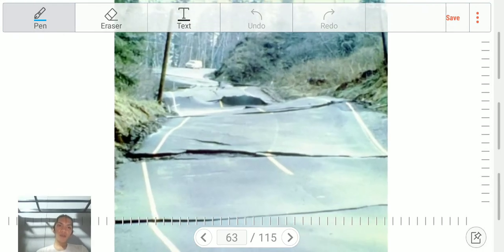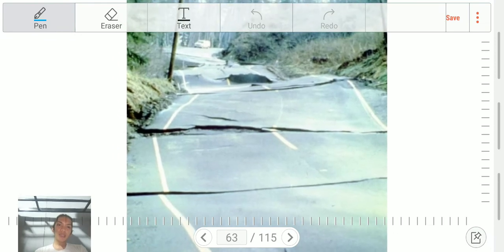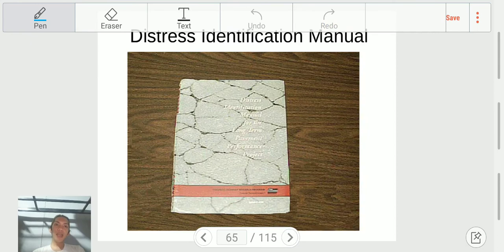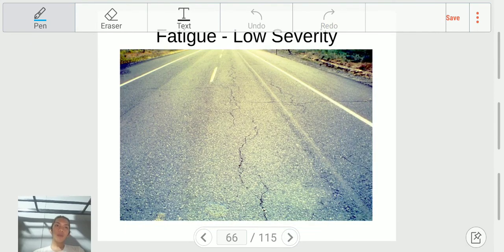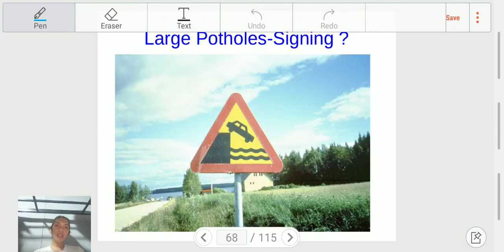Yan. Uy, parang after earthquake. Parang earthquake itong road highway na to. So, extent: low, moderate, and high. Distress identification manual. So, ito ang low severity. Extent, severity, and the large.